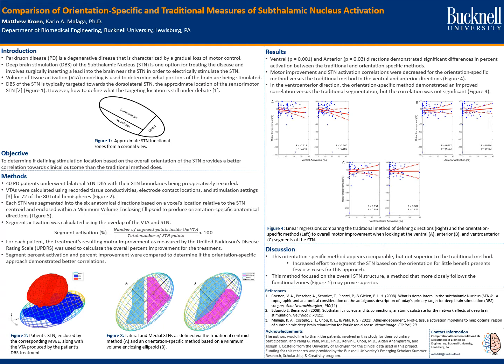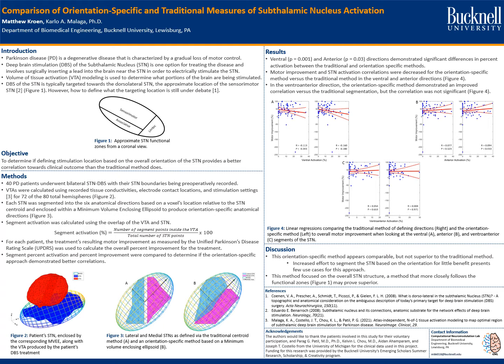Between the two different methods, the only directions that showed significant differences in activation were the ventral and anterior directions. So focusing on the correlations between those directions and overall motor improvement of the patients, the orientation-specific method demonstrated weaker correlations for both the ventral and anterior directions. However, while it was a weaker correlation, none of the correlations for these two directions were statistically significant.